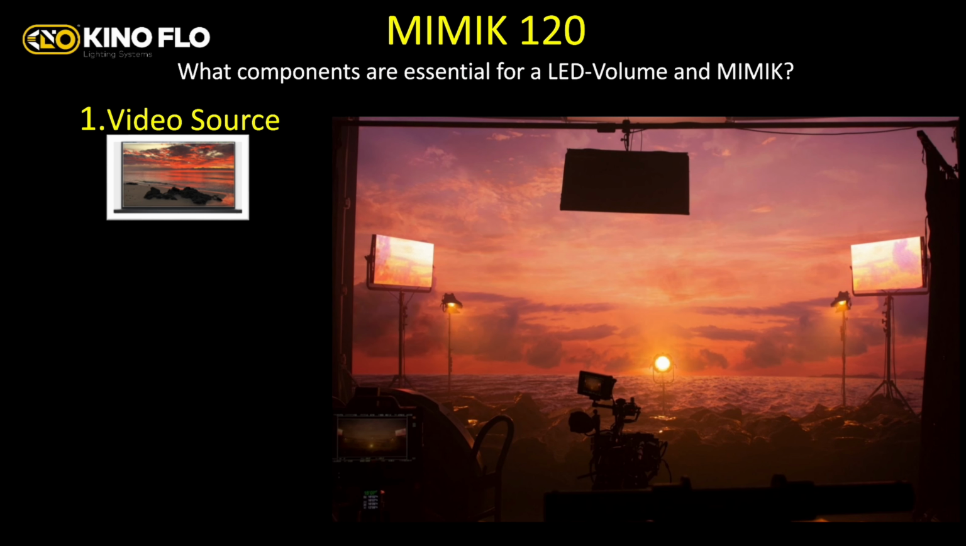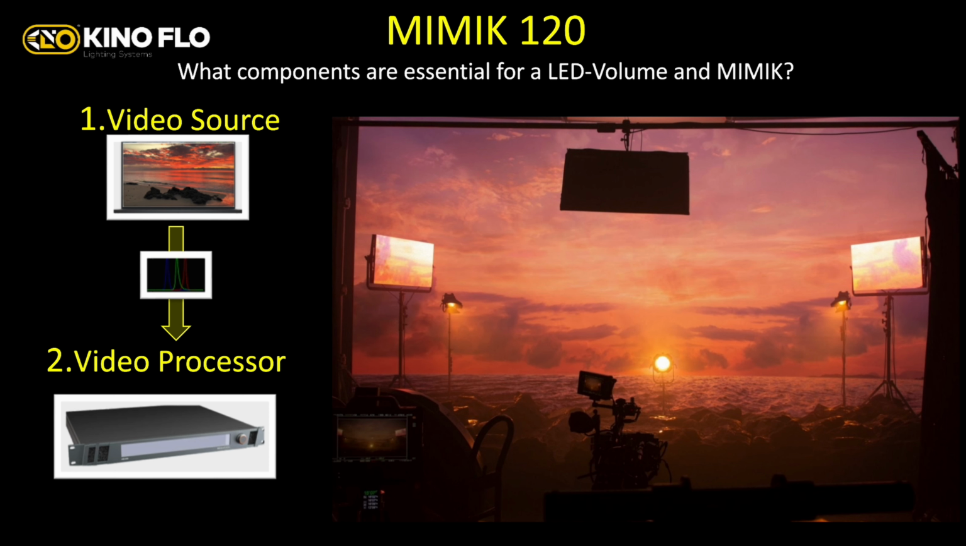So let's have a look at the essential components that you actually need to operate a MIMIK or an LED volume. It always starts with the video source, the video file. So you need a video that you want to display on your background volume. That video file can be stored on your notebook, your iPad, or even on your phone. And from there, that video file gets processed by a video processor, which is this box right here. The video processor then distributes that RGB video signal on the background wall. This is how basically every LED volume stage is set up.